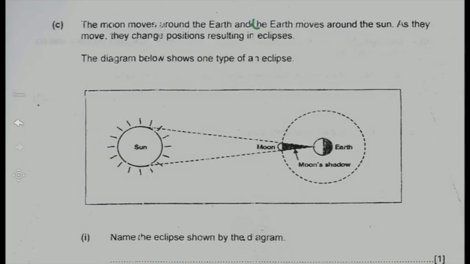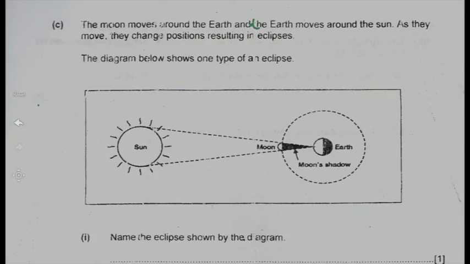resulting in the eclipse. We have 2 types of eclipses. We have the lunar eclipse and the solar eclipse. The diagram below shows one type of an eclipse. I wonder what type of an eclipse is this, but then it is so simple because the other eclipse is seen during the day.